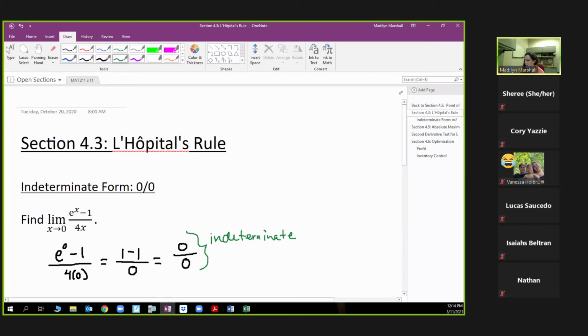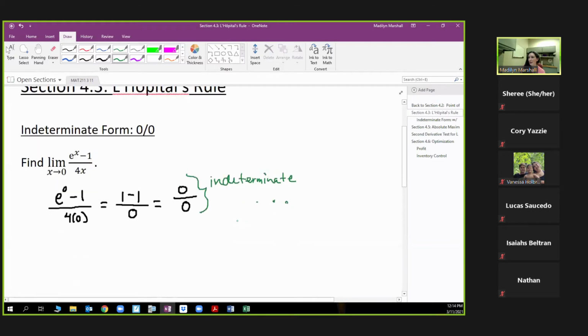Back in chapter 2, we saw this happen when there was a factor that could cancel on the top and bottom in the situation of a hole, and we were able to cancel those factors and deal with it that way. Here, there's nothing to cancel. We have an e to the x minus 1 on top, 4x on the bottom. So we need some more methods. And that is where L'Hopital's rule comes in.